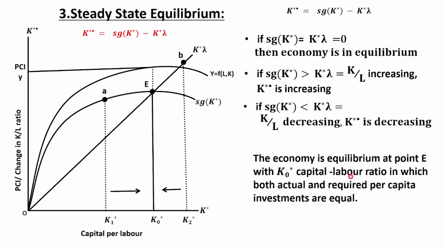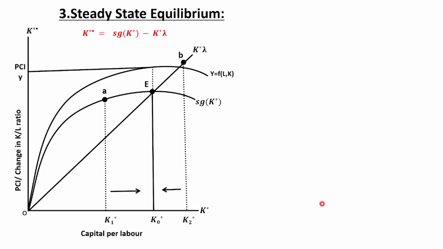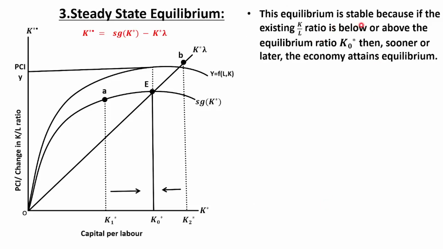So the economy is in equilibrium at point E with K0 asterisk capital labor ratio, in which both actual and required per capita investments are equal. Here this equilibrium is stable because if the existing capital labor ratio is below or above the equilibrium ratio K0 asterisk, then sooner or later the economy attains equilibrium. Again, you can see it here in written form.